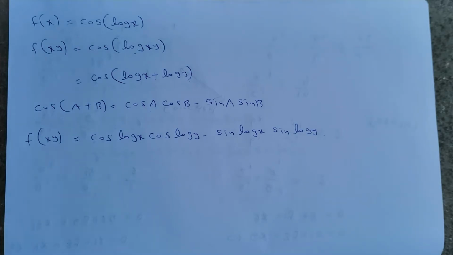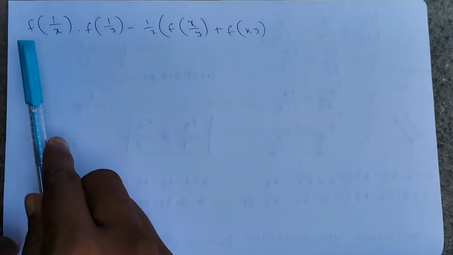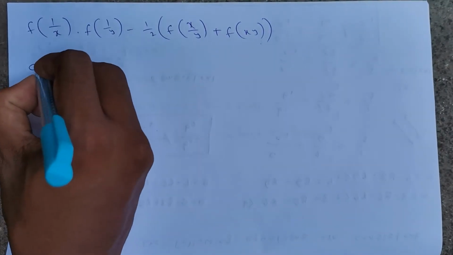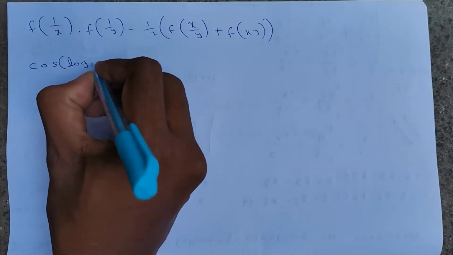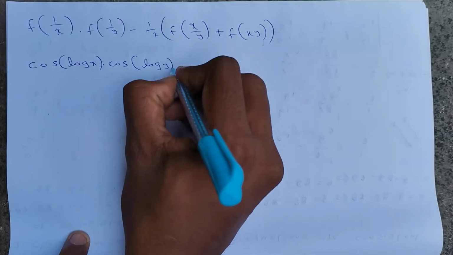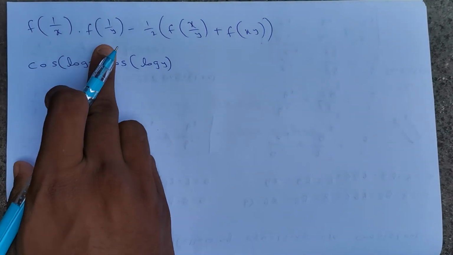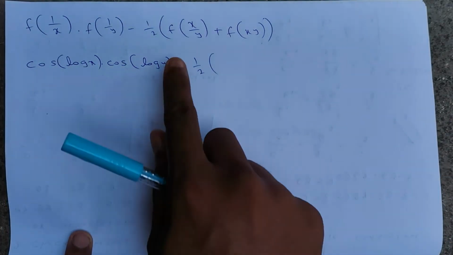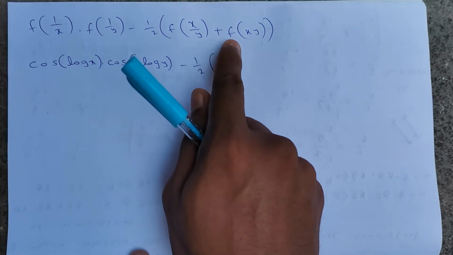Let us substitute all these in the formula, I mean in the question which he gave. We need to show that f of 1 by x into f of 1 by y minus half of f of x by y plus f of xy is equal to 0. So already we solved f of 1 by x into f of 1 by y. That value is cos of log x into cos of log y. So we have cos log x cos log y minus half into f of x by y plus f of xy.